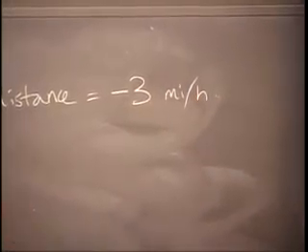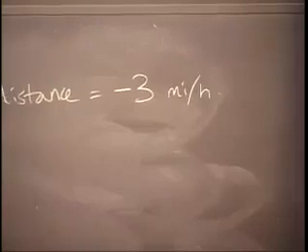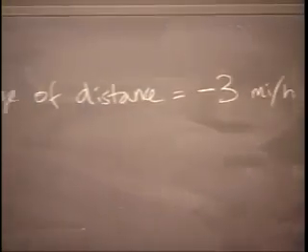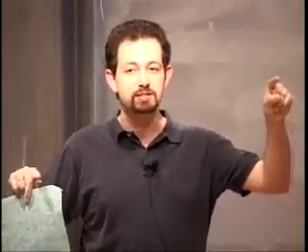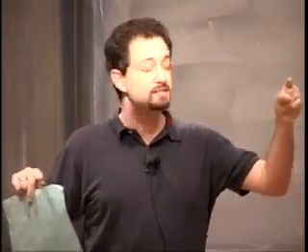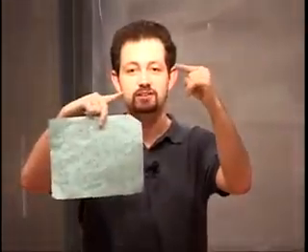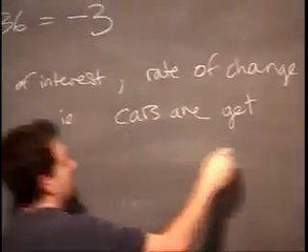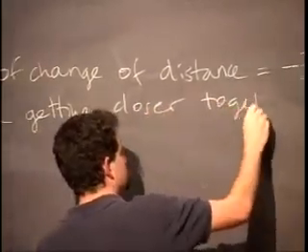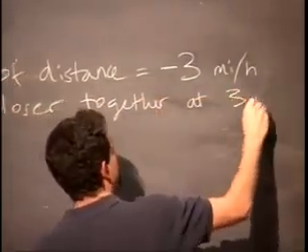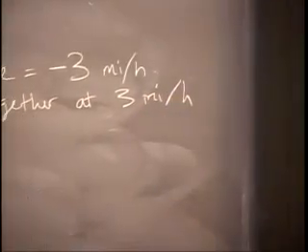Well, this is not a very satisfactory way of writing it. I mean, it's correct, but first of all, are the cars getting closer together or getting further apart? C is the distance between them. Is it decreasing or increasing? It's decreasing because it's negative, so that means the cars are getting closer together at 3 miles per hour, which you could also write as mph.